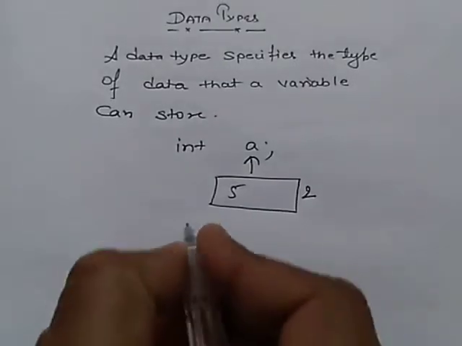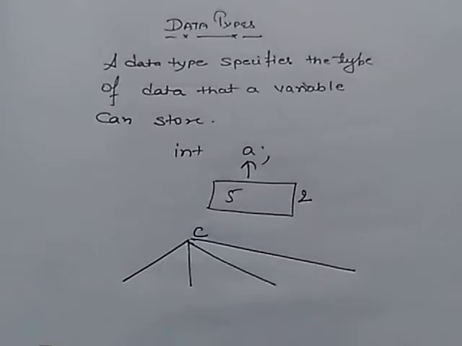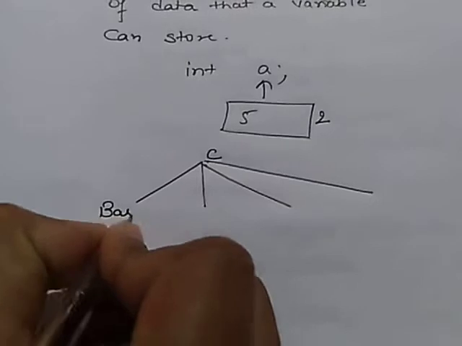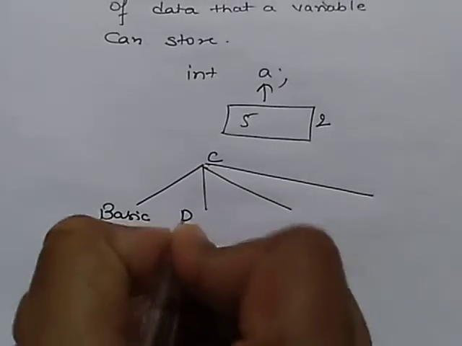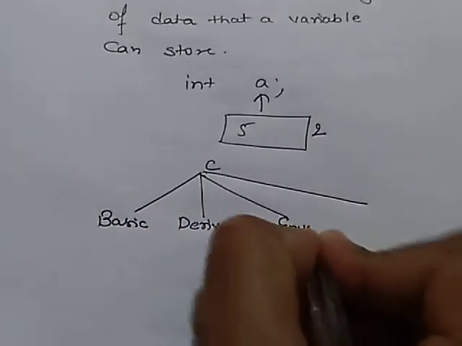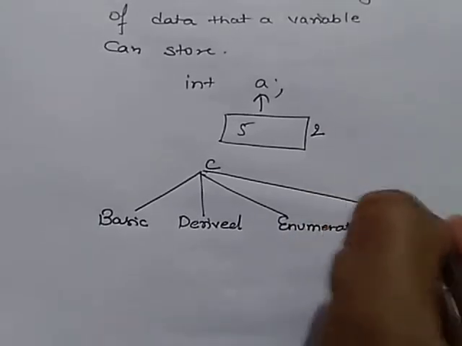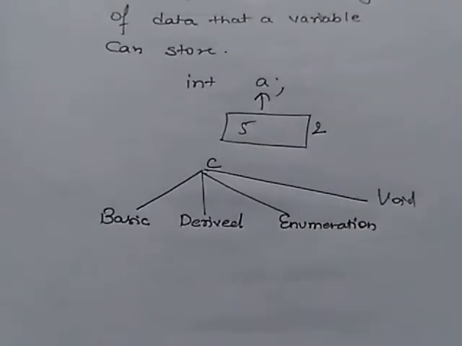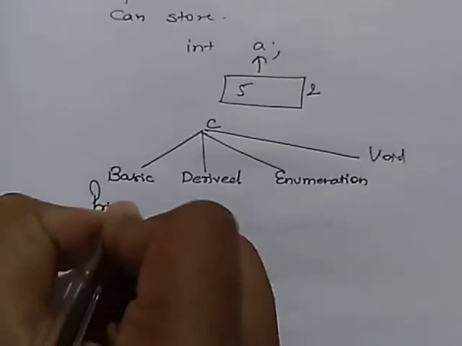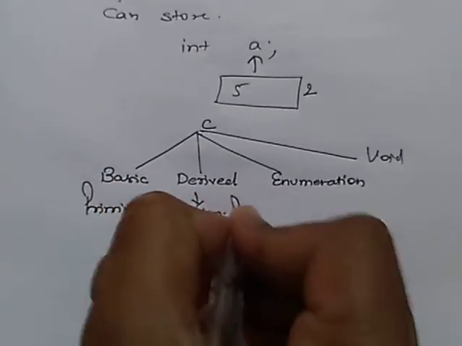Now in C language we have four types of data types. We can say basic, we can say derived, we can say enumeration, and we can say void. Now basic data types are the data types, in short form we can also say primitive, and these we can also say non-primitive.